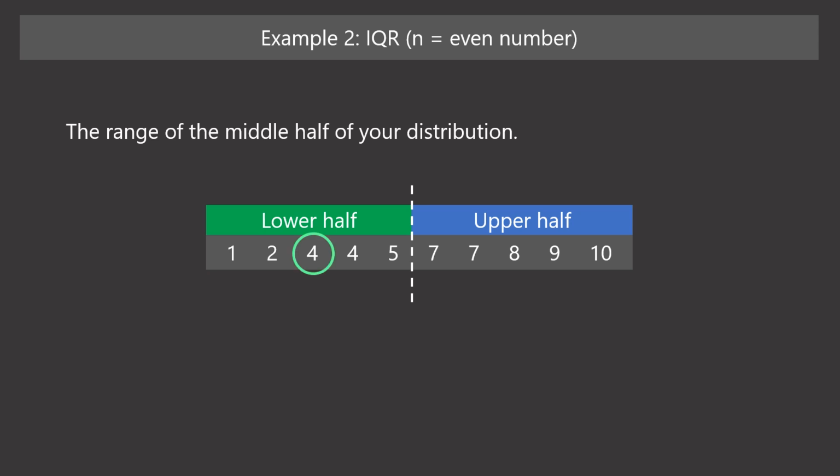Next, let's identify the first quartile. The first quartile is the median of the lower half. The number of observations is 5, an odd number. So there is an exact center, 4. It is the median of the lower half, and it is the first quartile. In the same way, we can identify the third quartile. It is 8. So, since the IQR is the difference between the first quartile and the third quartile, it is 8 minus 4. So, it is 4.